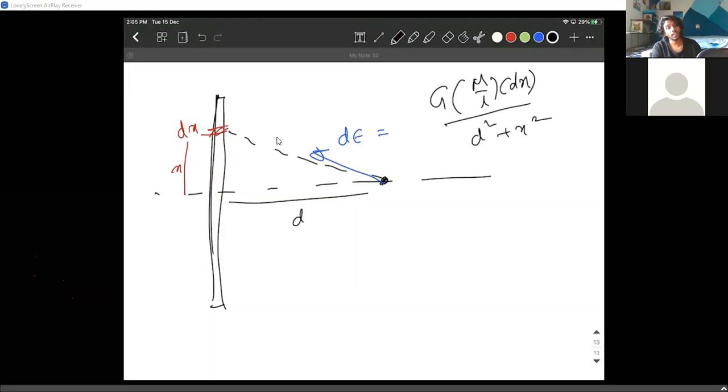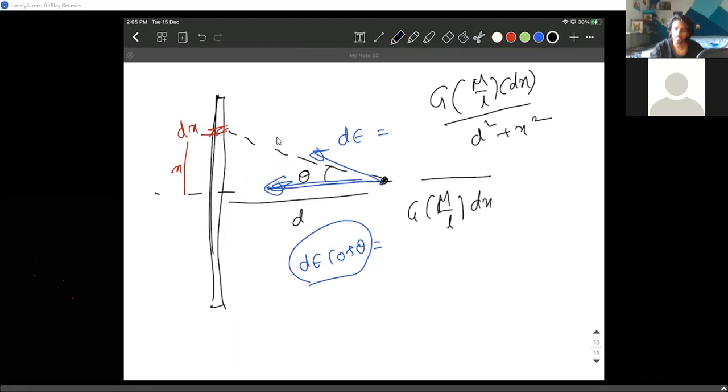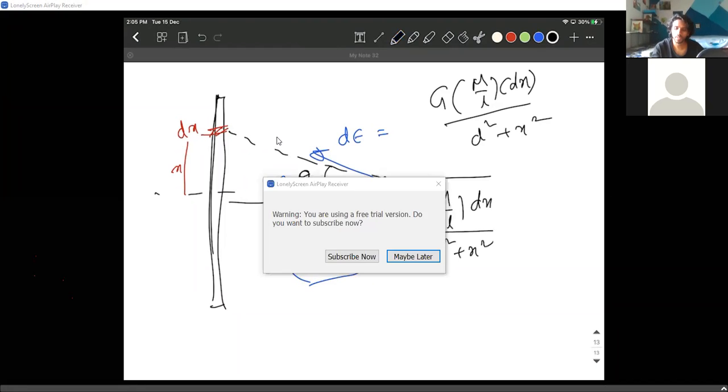Now I cannot directly integrate it, but I can do one thing. I can take the component of it along this line, which is dE cos theta. Now all the components are in the same direction, and now I can integrate this value. I hope you're getting my point. If you're not, don't hesitate to ask.